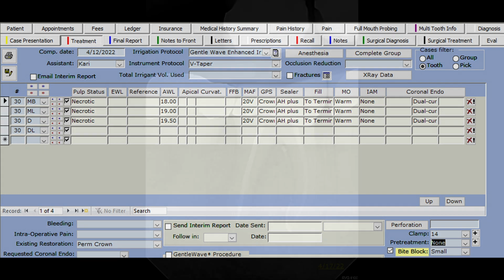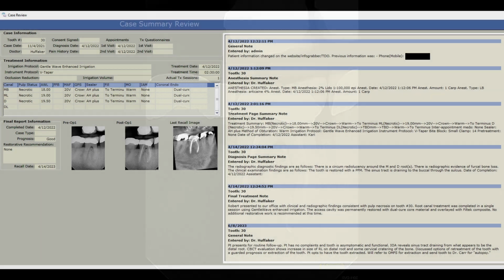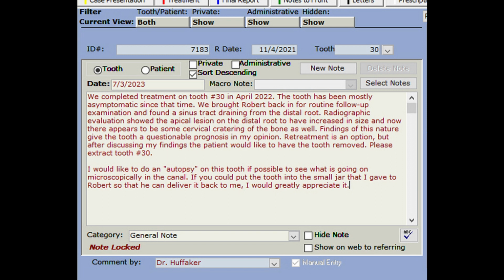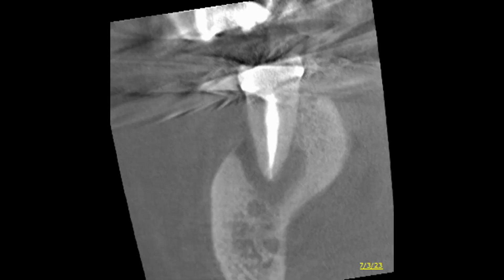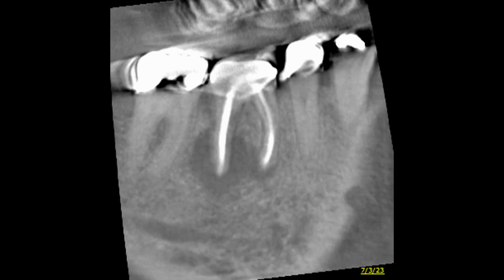The immediate post-op radiograph reveals an obturation to the terminus in both roots with a slight sealer extension on the mesial root. The TDO case summary form is shown, reviewing the details on page 1. Dr. Huffaker's notes reveal that in July of 2023, the patient returned for a recall and the tooth was asymptomatic, but a draining sinus tract was seen. A cone beam was taken and there was suggestion that the lucency on the distal root had enlarged considerably. Options were discussed and the patient decided to have the tooth extracted.